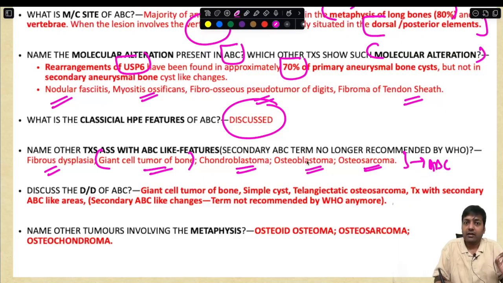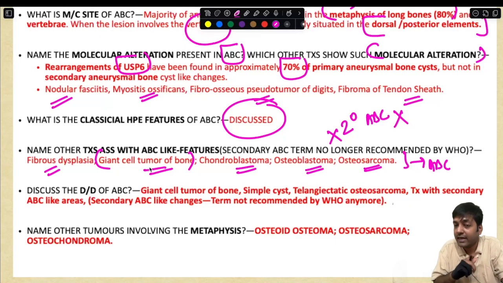And remember, previously they used the term secondary ABC or ABC-like changes. But this term is no more recommended by WHO. WHO is using the term tumor associated with ABC-like features. It is not secondary ABC. Why? Because they do not contain the same molecular alteration which is present in the primary ABC tumor.